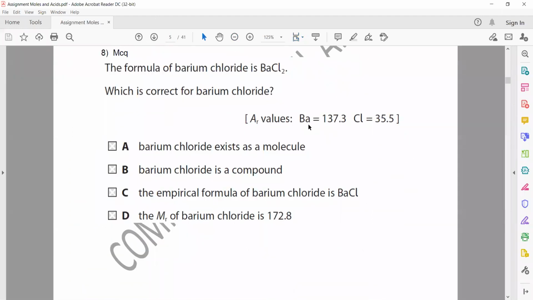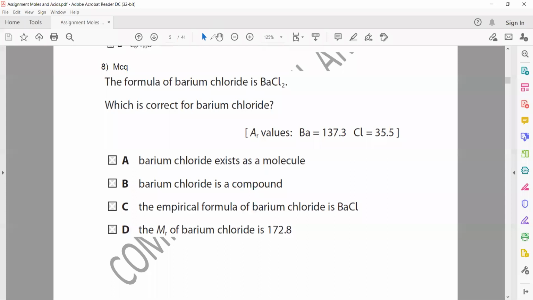In question 8, the formula for barium chloride, which is the correct statement about barium chloride? Barium chloride exists as a molecule. It's an ionic compound. An ionic compound does not exist as a molecule, so that's wrong. Barium chloride is a compound, that's true. So B is the right answer. What about the other options? The empirical formula of barium chloride is BaCl. That's wrong. Actually, this BaCl2 is the simplest ratio of the ions present in the structure. So the empirical formula should be BaCl2.